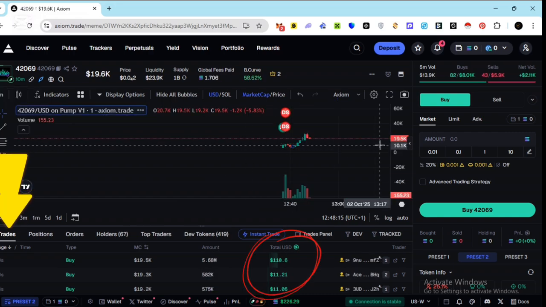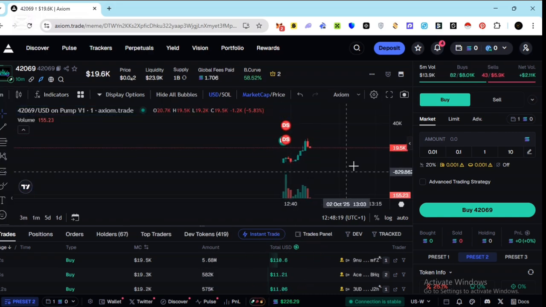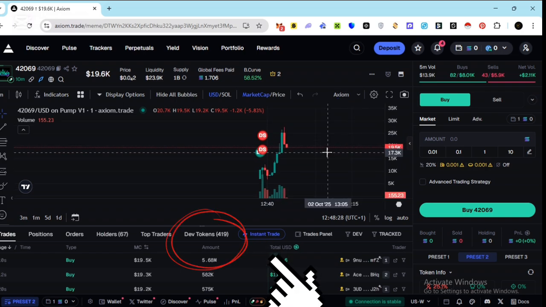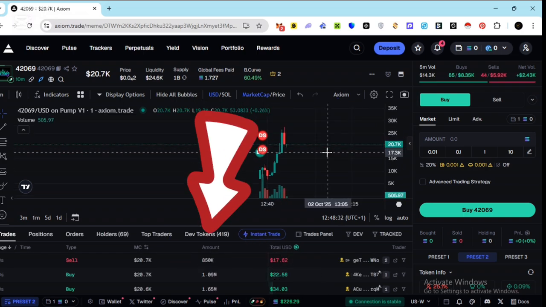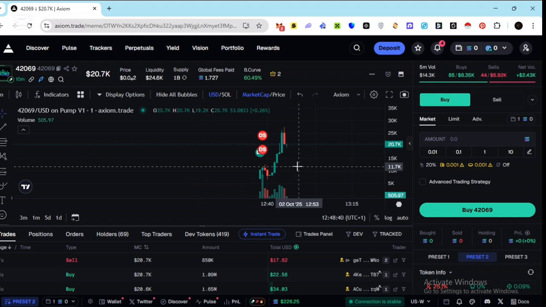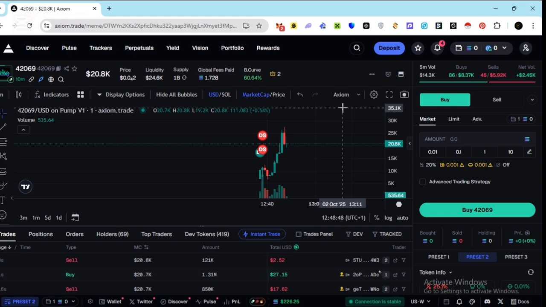Now position your cursor, tap on the trades so that you can be monitoring these new trades whenever they come up. Now take note of the dev token. The dev token is the amount of tokens that this dev has been launching. If the dev has launched so many tokens, it means that they are likely to rug pull, or at least this will end in a rug pull.